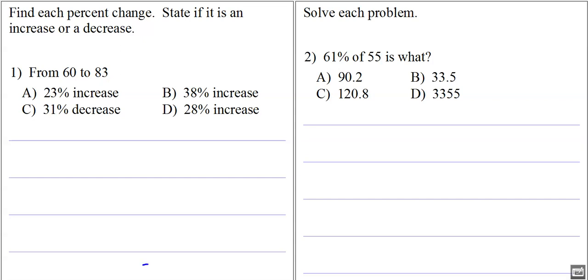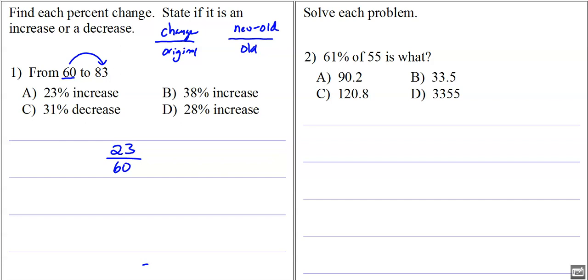Number 1, find the percent change. So remember the formula. It's the amount of change divided by the original, or what it used to be. Some people prefer the new minus the old over the old. So we went from 60 to 83. When you subtract those two numbers, we had a change of 23. And we used to be 60, so that's going to be my bottom number. It's always what it used to be.